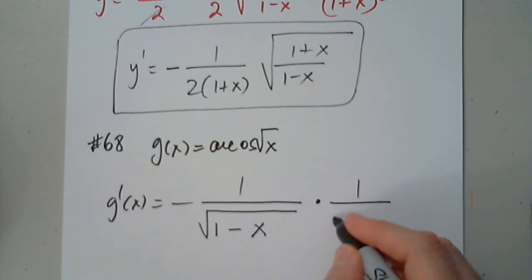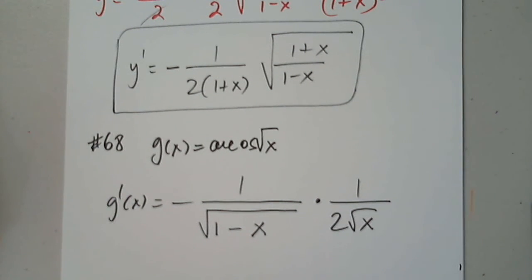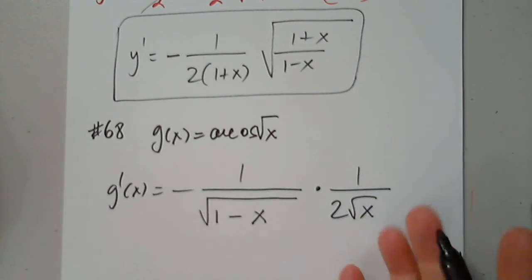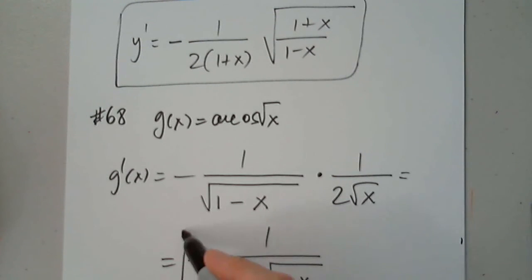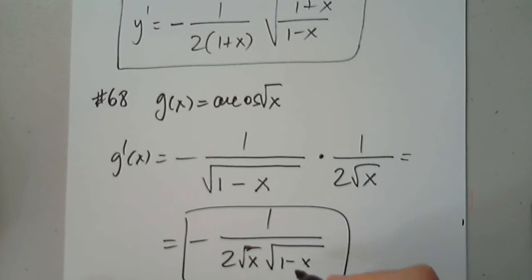One over square root of x. That's it. Done. There is nothing else we can do here. You can rearrange it if you want to as 2 the square root of x and then the square root of 1 minus x. Or leave it alone because I just didn't do anything really. Any questions?